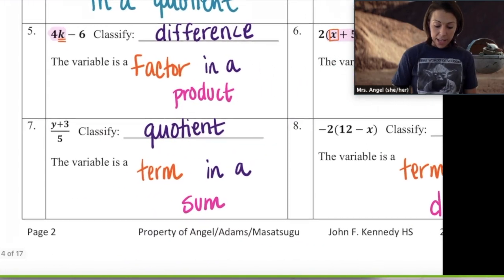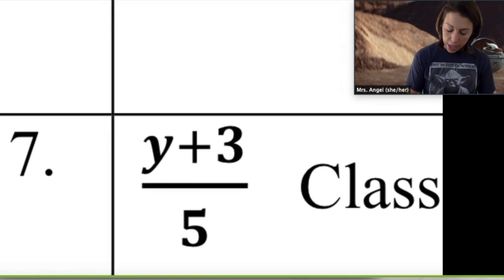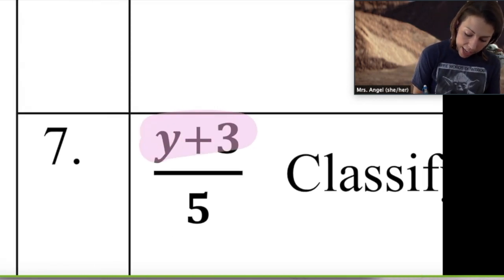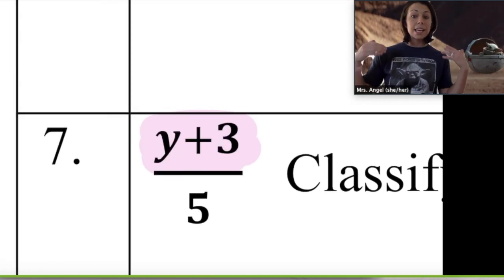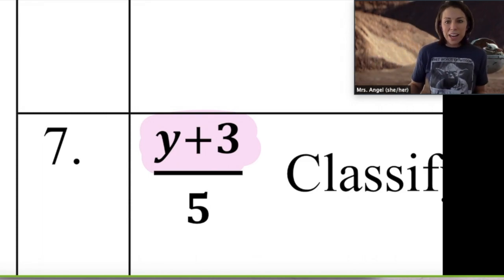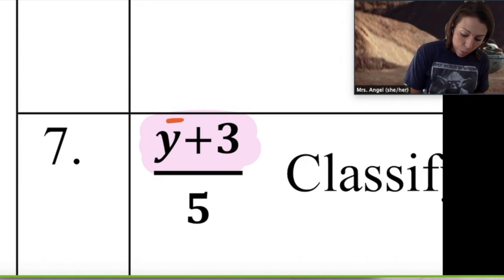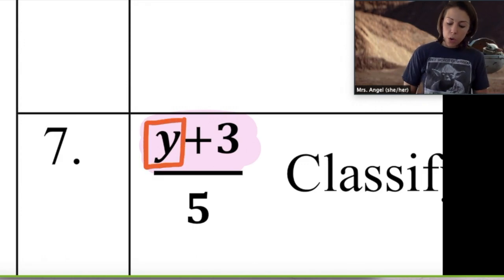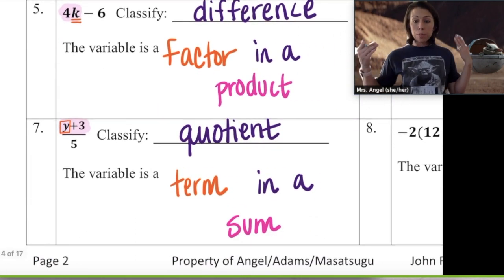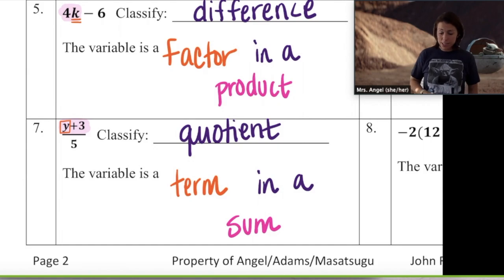In number 7, this would classify as a quotient, but if you zoom in here to where the variable is, I see y plus 3 in the numerator. But y here isn't a numerator, it's part of a sum, y plus 3. So here, y is its own term. Y plus 3 is a term in a sum. That sum is part of the overall quotient.